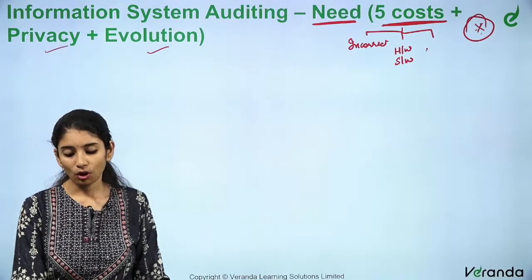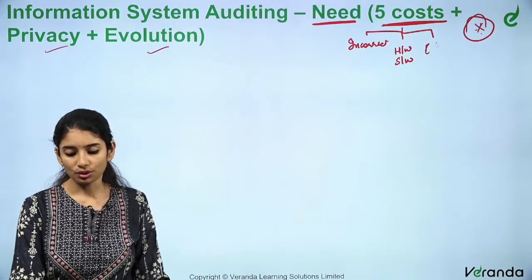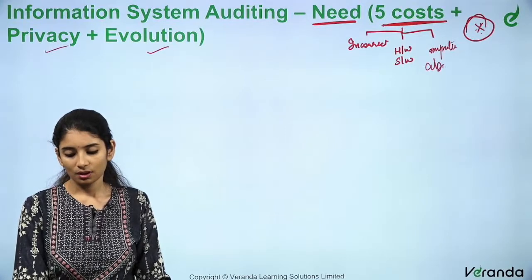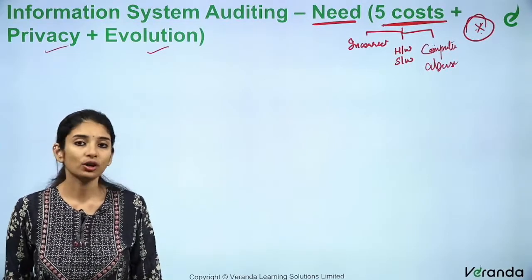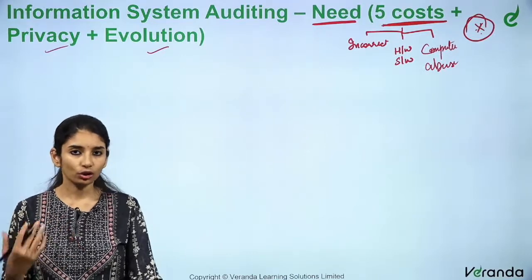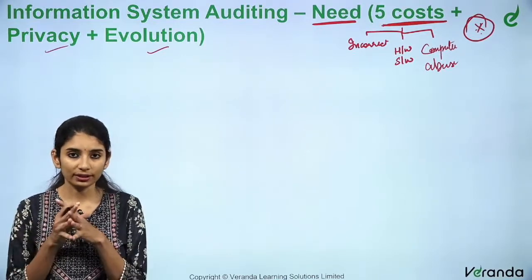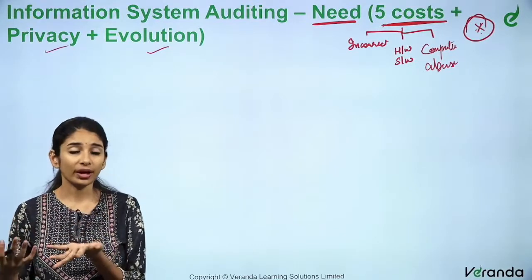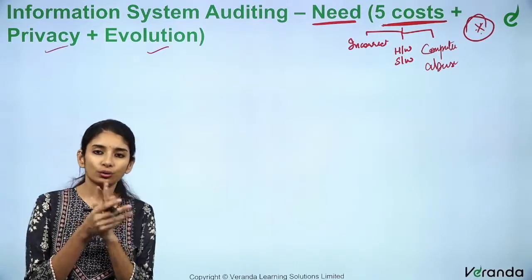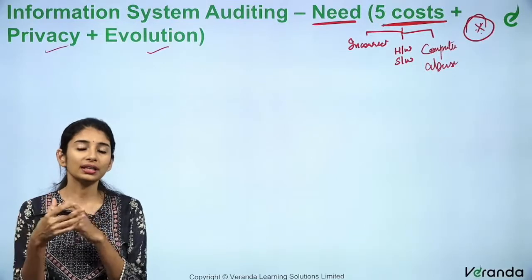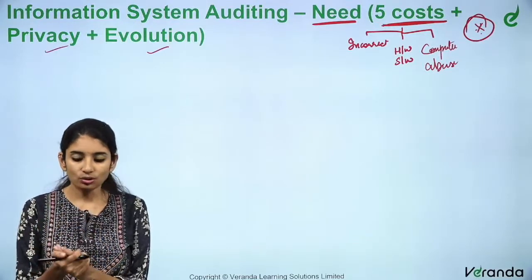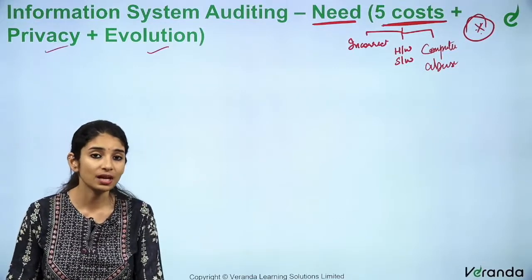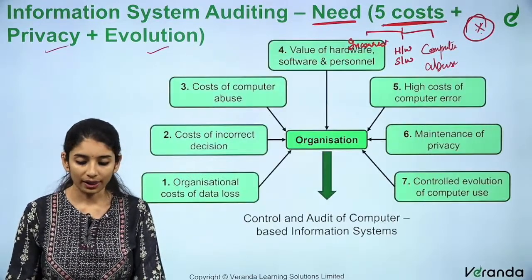Clear? Cost of computer abuse. The employees can come together, collude with each other and abuse the computer, as in install some, say, ransomware and say that all the files are blocked, only if you give us a certain amount of money we will release the files. So, cost of computer abuse if your systems are not working well.